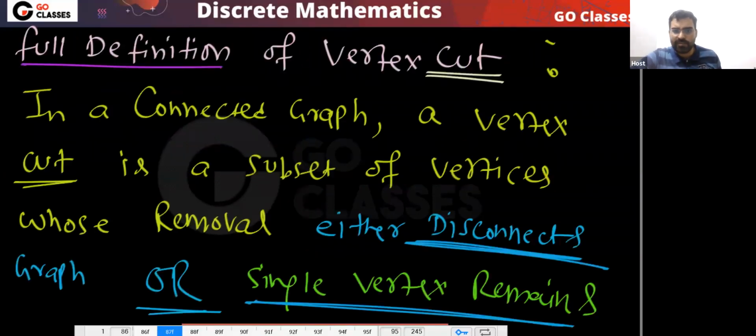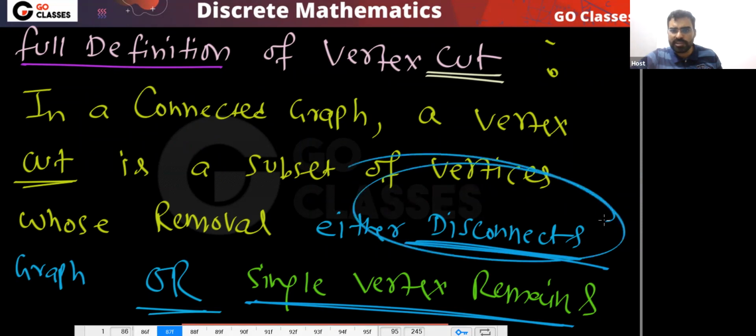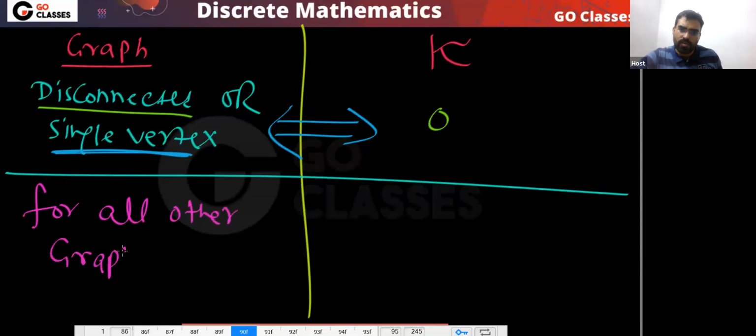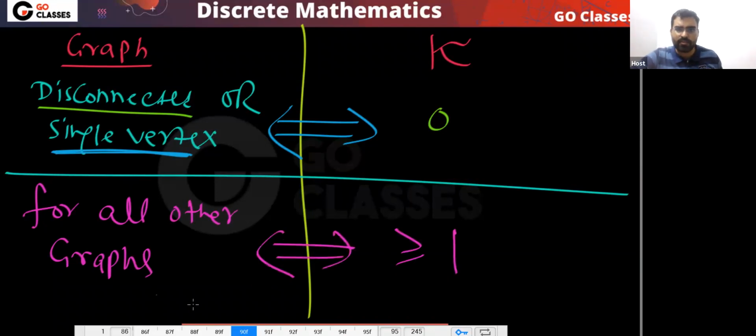If you have a disconnected graph, then the answer will be 0. If you already have a single vertex, then the answer will be 0. So kappa is 0 if and only if your graph is disconnected or a single vertex. For all other graphs, what will happen? For all other graphs, kappa will be greater than or equal to 1.